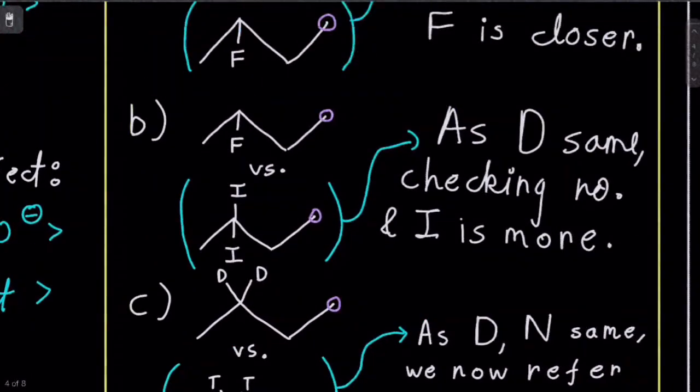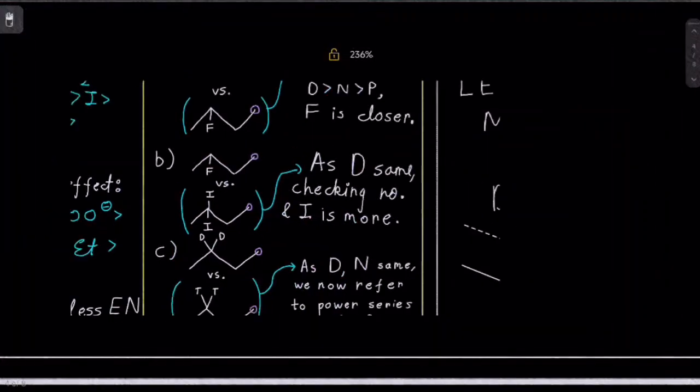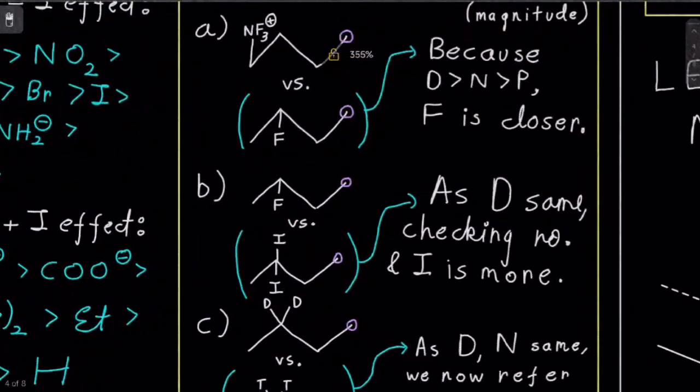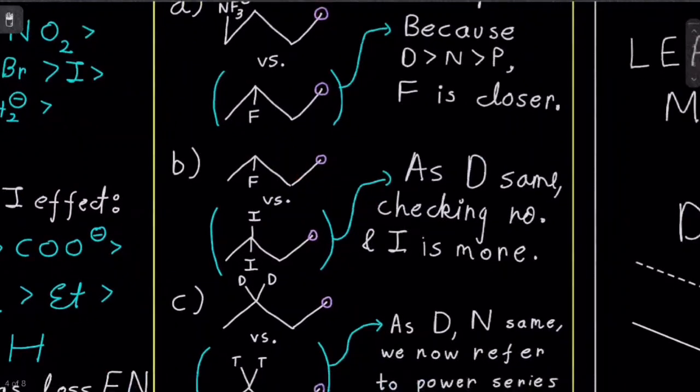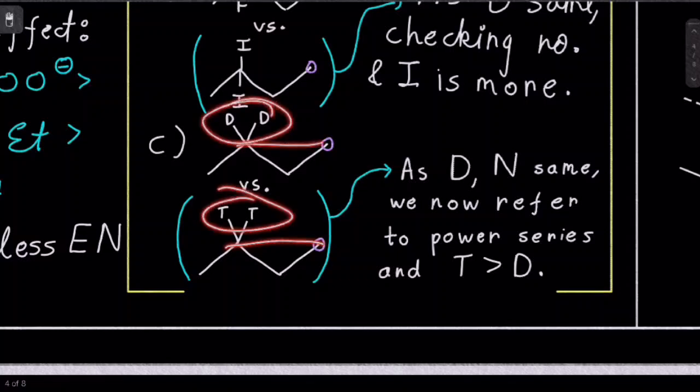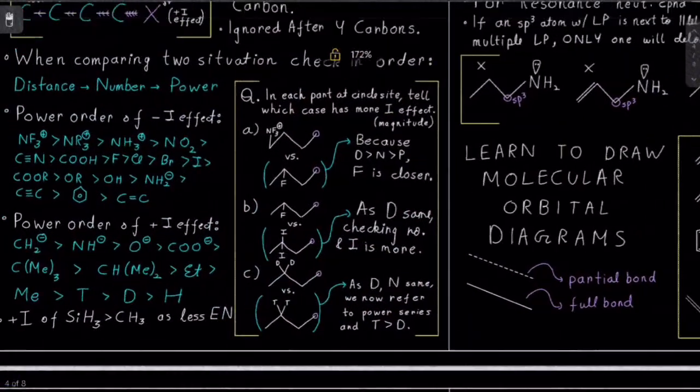Now here we see that both of them are at the same distance from the circle site. Since distance is the same in both cases, we now look at number. There are 2 iodine here, but only 1 fluorine. Since there's more iodine, this will have greater inductive effect. And look at this. They are at the same distance and they have the same number. Now we will check the power series.